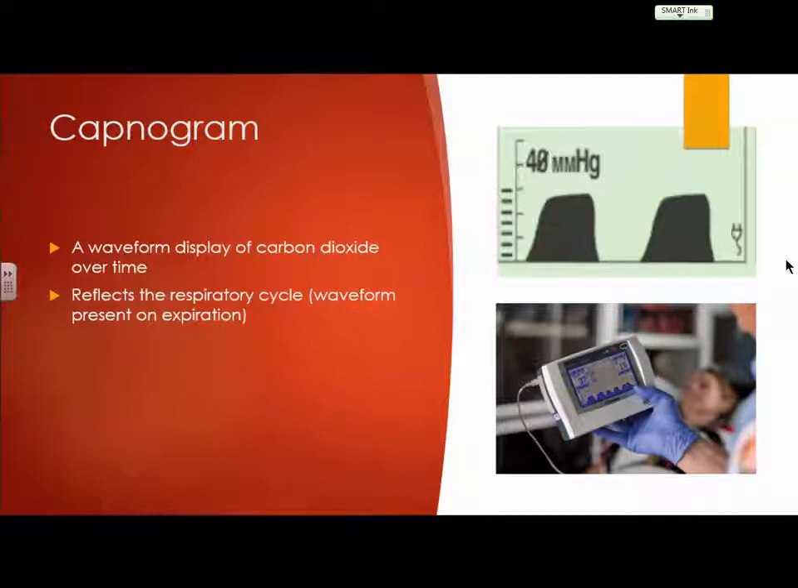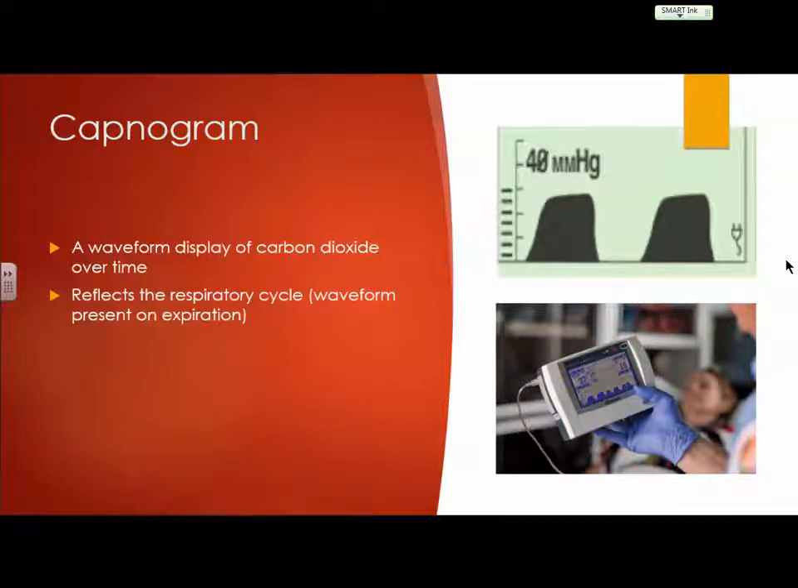Now, when you look at the vertical plane of this graph, this is where you're going to get your numbers, all right? So this says that this is 40 millimeters of mercury, so that tells me at the plateau right here, the highest point, if I correlate that with my graph, this should be 40. This would be 35, 30, 25, 20, so on and so forth. So wherever I see the plateau of my waveform, that's going to be my peak level of expiratory CO2. Does that make sense?